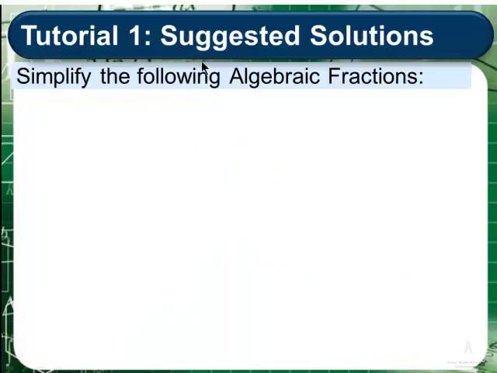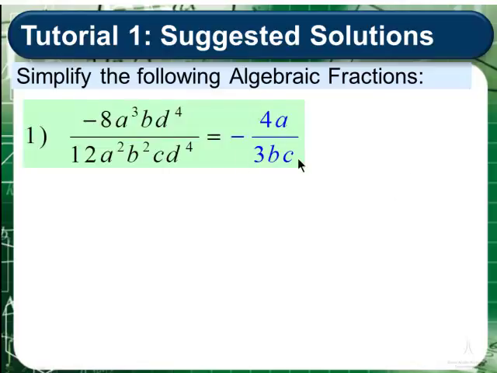Let us have a look at the suggested solutions for tutorial 1. We had to simplify a number of algebraic fractions. This was the first one. This is a single term above and below the line of this particular algebraic fraction. We have a single term as well. So it's just a matter of simplification of the numerical coefficient for this particular algebraic fraction.